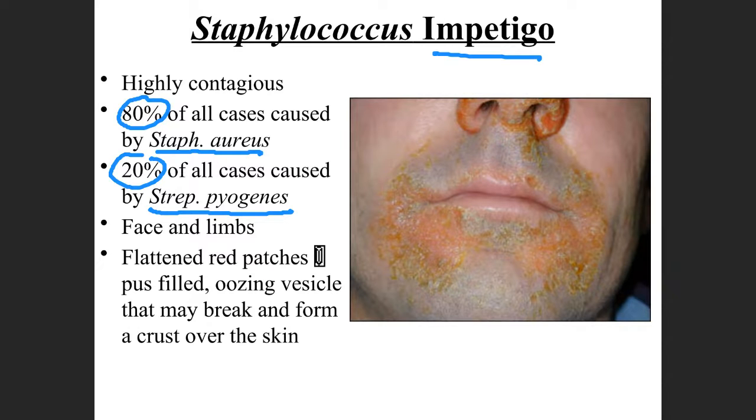And what happens here is that the part of the skin that's affected will have these patches that ooze out pus. And eventually what happens is that the pus kind of dries up and you get this sort of crusty, sort of dried up pus appearance to the skin. Okay. And that's typically what impetigo looks like. It usually happens on the face, but it can happen in other parts of the body.